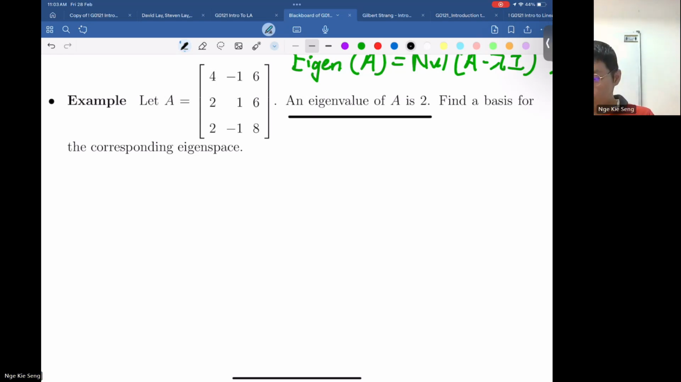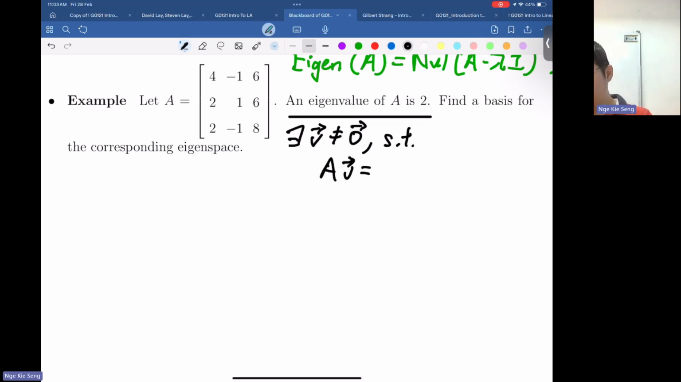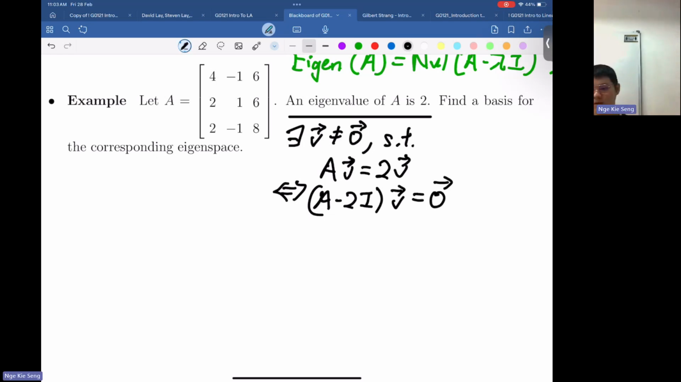Meaning what? Meaning there exists a non-zero vector V such that AV equals 2 times V, which is equivalent to what? A minus 2I has a non-zero solution. Okay. So now the question is to find a basis for this.